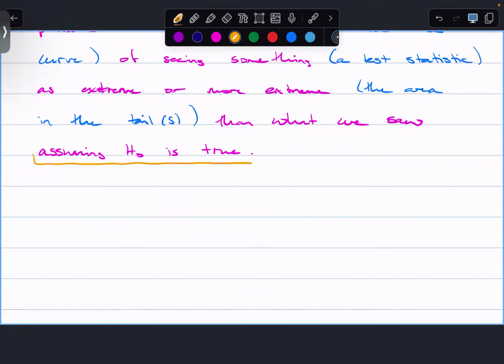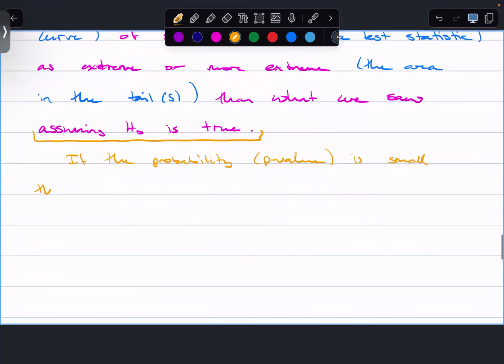This part is what we're hinging it on, right? We did all our testing assuming the null hypothesis was true, and then we see something more extreme than what we would expect by chance. And so here, if the probability, which is the p-value, is small, that's evidence against H naught.